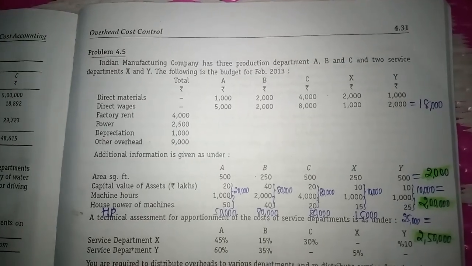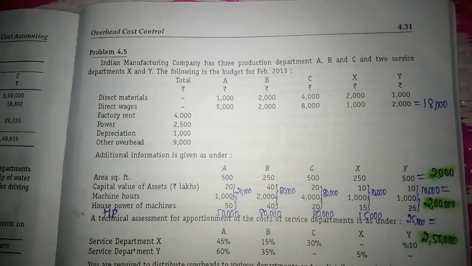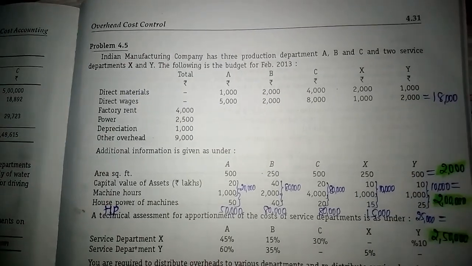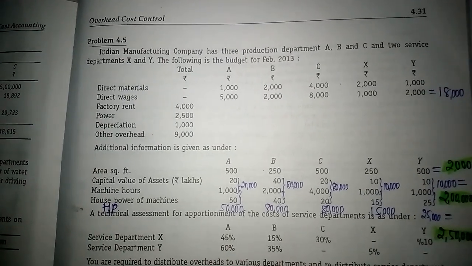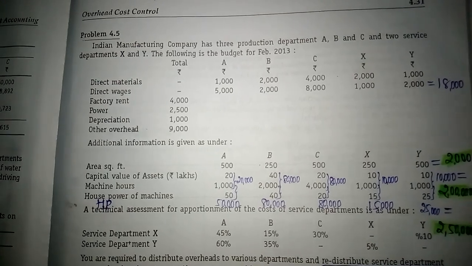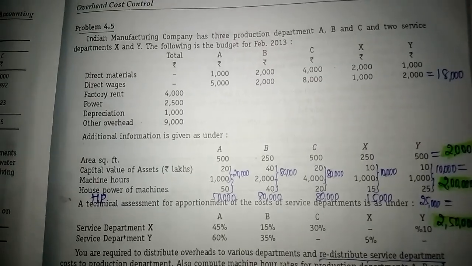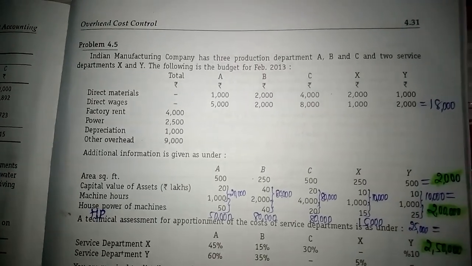Here we have a simple problem. By using this, we need to prepare the primary distribution summary and, with that, the secondary distribution summary, and we need to calculate the machine hour rate, which is very important for 14 marks.